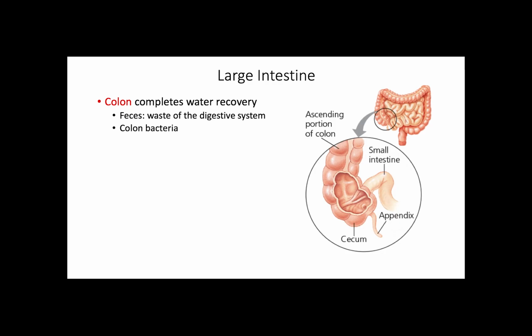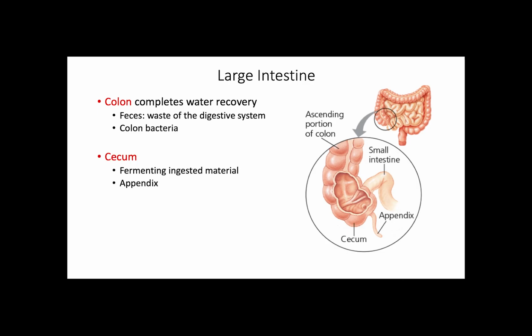Finally, we have the large intestine, composed of the colon, cecum, and rectum. The colon completes water recovery that could not be done in the small intestine. The colon also functions by peristalsis, moving feces towards the rectum while continuing to absorb water. When the colon is irritated, water absorption can either stop, causing diarrhea, or can increase, causing feces to travel slower and causing constipation.